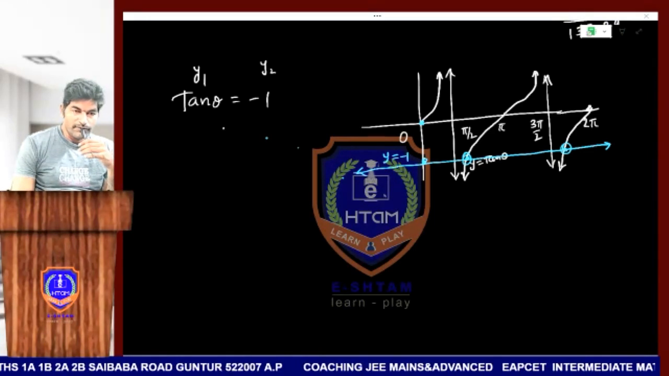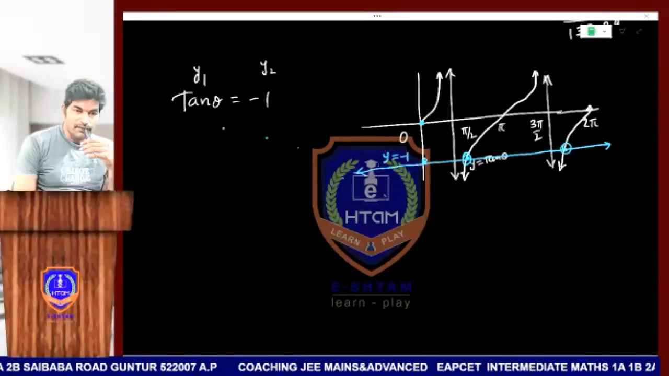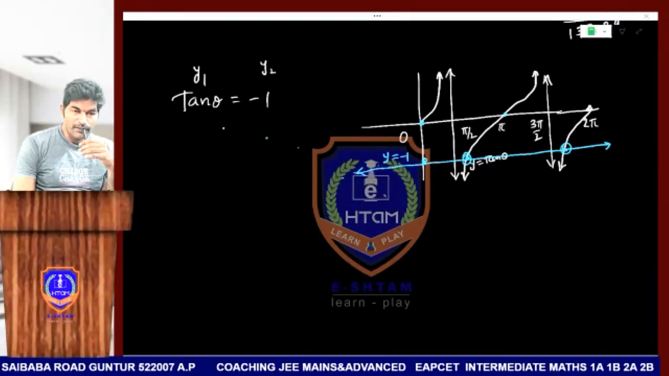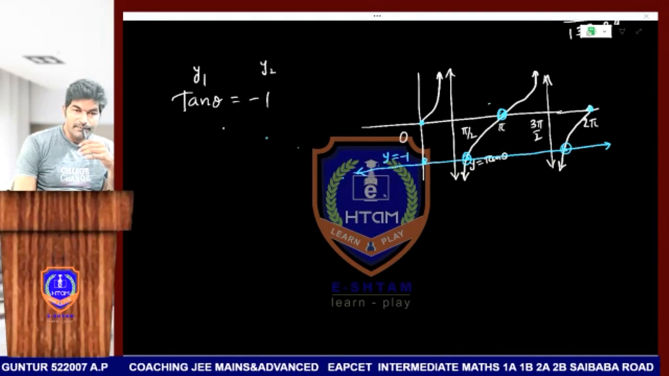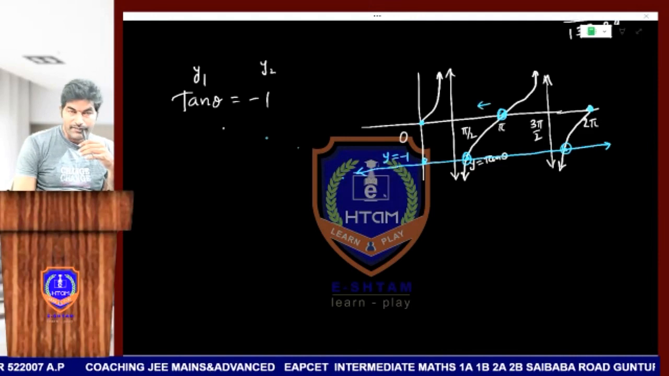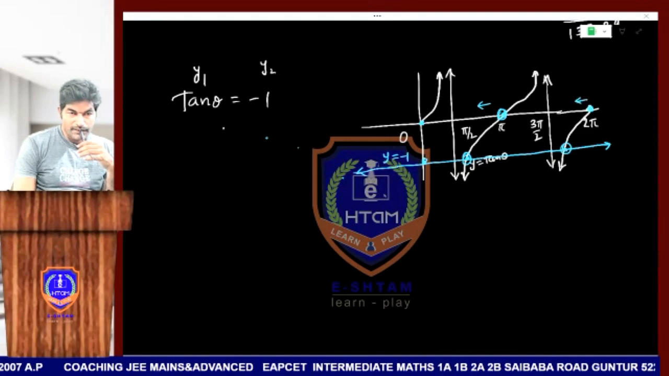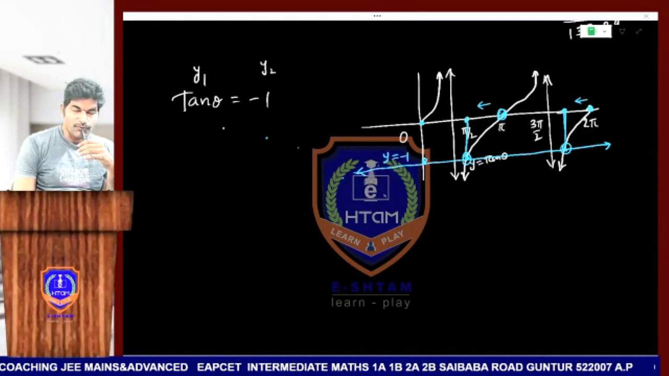Okay, so two points of intersection we are having here. The first one will be below pi, look at this pi, and the other one is below 2 pi. Why did I say below? Because the point of intersection lies on the left-hand side of pi, and also in this point of intersection, that particular axis lies on the left-hand side of 2 pi.